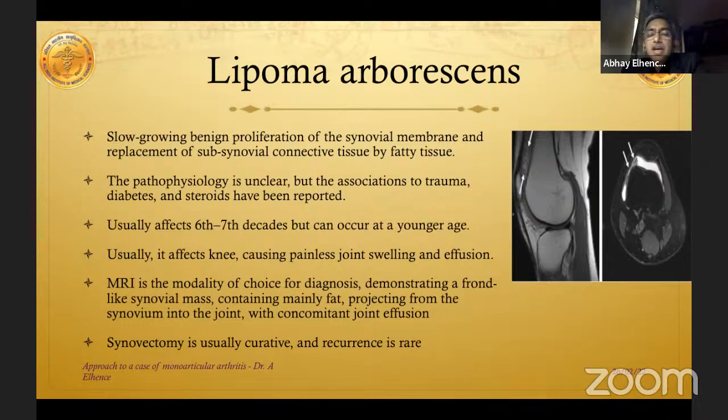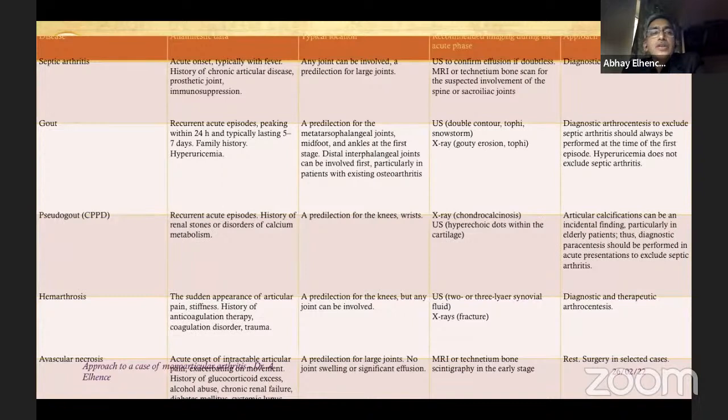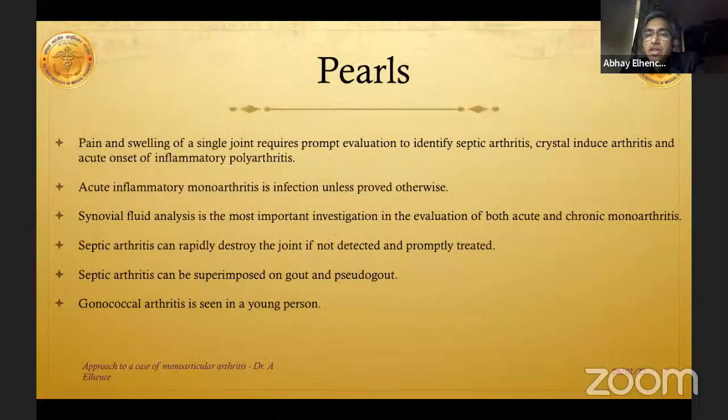MRI is the modality of choice for demonstrating the synovial mass containing mainly fat. Synovectomy is a curative treatment, and recurrence is rare. So the basic presentation depends upon understanding the onset and evolution of the disease, the typical involvement of various joints in a particular pathology, identification of the acute, subacute, and chronic phases, and performance of clinical examination, synovial fluid examination, ultrasonography, and MRI scan as and when necessary in a given situation, and thereby instituting optimal treatment.